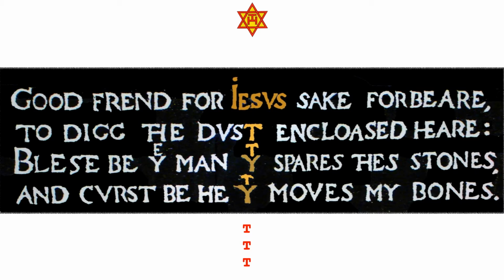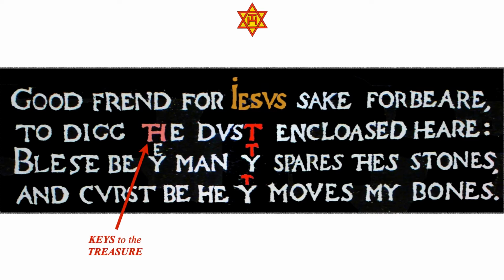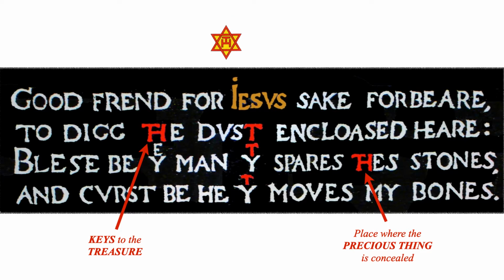So the last lines read, blessed be the man that spares these stones, and cursed be he that moves my bones. So you've actually got two Ys that are THs, you've got three Ts, which are the TH symbolism of a triple Tau. And there are THs, but they're not actually separate letters. You see, they are ligatured together, mimicking this secret symbol of the triple Tau. Keys to the treasure, place where the precious thing is concealed.